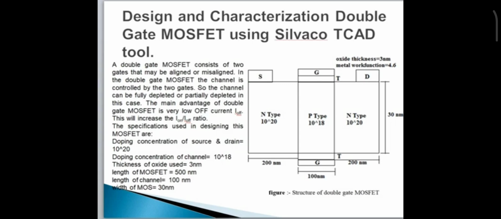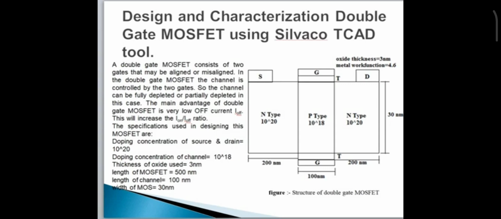Let's start. To study the design and characterization of a double gate MOSFET using the Silvaco TCAD tool. A double gate MOSFET consists of two gates that may be aligned or misaligned. In the double gate MOSFET, the channel is controlled by two gates. The channel can be fully depleted or partially depleted. It all depends upon the thickness of the substrate. In this example, we are considering a symmetrical double gate MOSFET. The driving capability of a double gate MOSFET is almost double that of a single gate MOSFET.